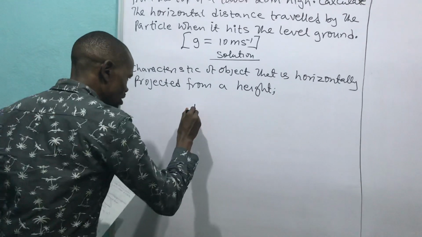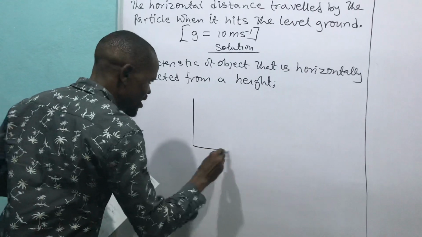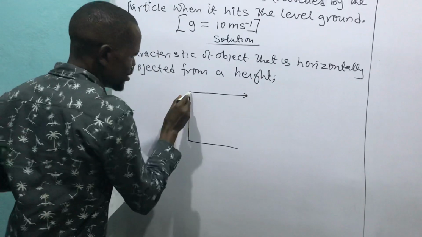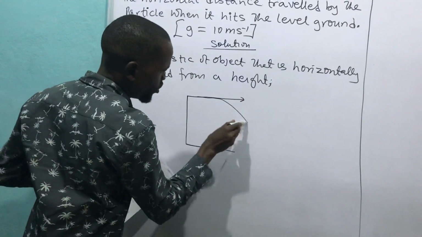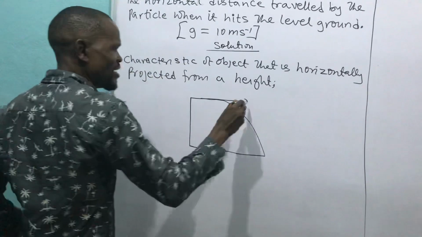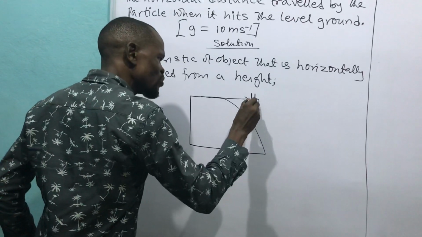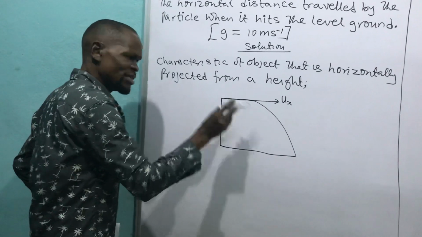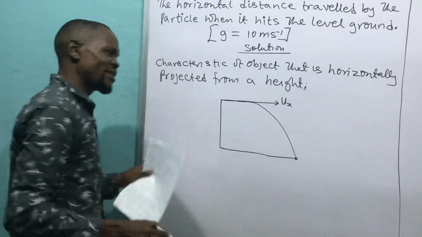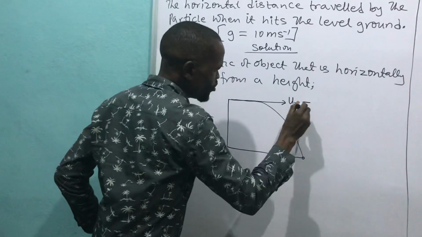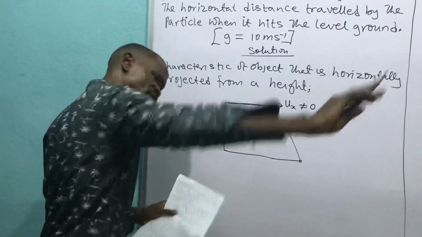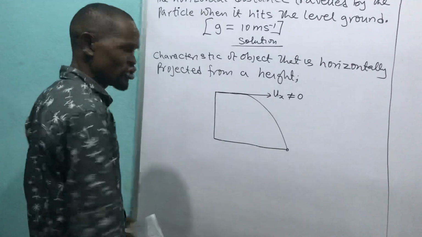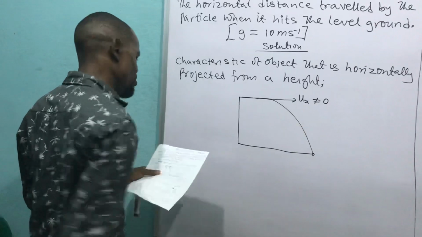So look at it. If I project something away, it will move this way, and it will move a little before it lands. This is the initial velocity which I use to push it away. It must land and not just fall on the ground, and this initial velocity must not be equal to 0. For me to push it away means that I have a velocity. That means the initial velocity is not 0.